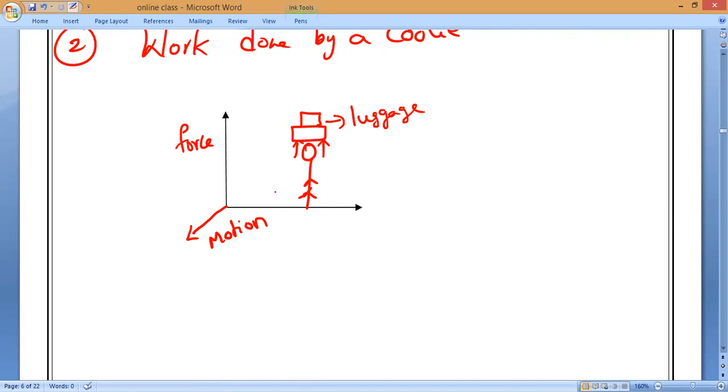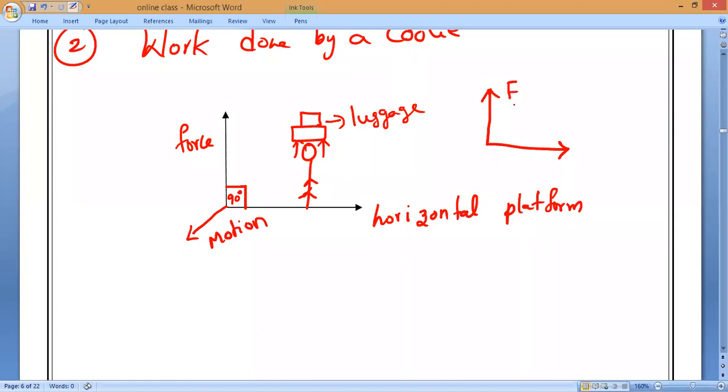Now tell me, what is the angle between them? How much is the angle? The direction of motion I am representing here. 90 degrees, sir. So what is the work done in this case? 0, sir, because he is moving horizontally, on a horizontal plane. He is moving on a horizontal platform and the applied force is in the upward direction. The displacement is like this. So what is the angle? Work done by the coolie.